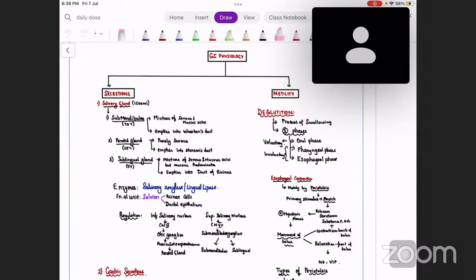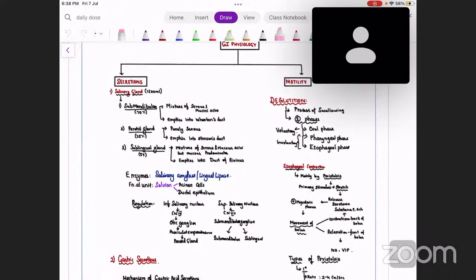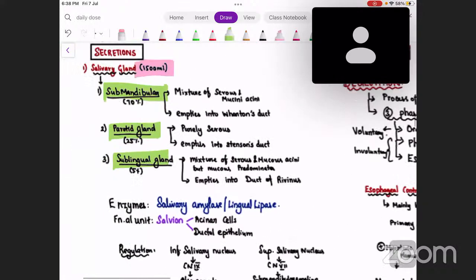Okay, first thing we will discuss the GI secretion, salivary gland. Salivary gland secretion comes from three major glands, and the per day salivary secretion is about 1,500 ml. Among that, 70% comes from the submandibular, 25% comes from the parotid, and 5% comes from the sublingual gland.